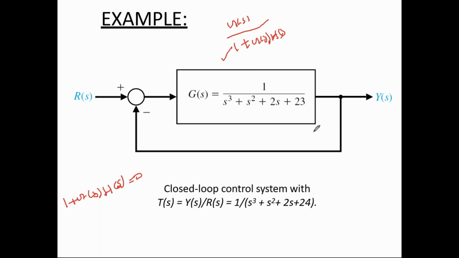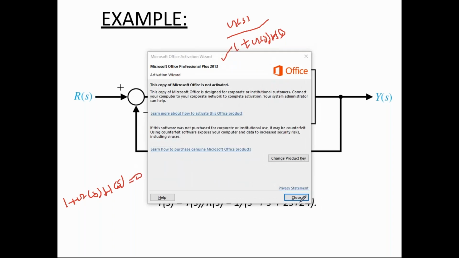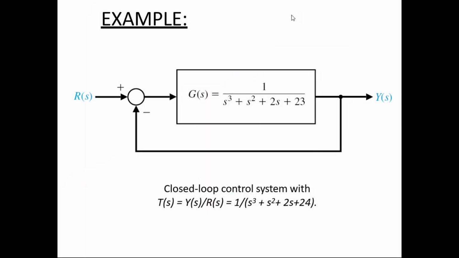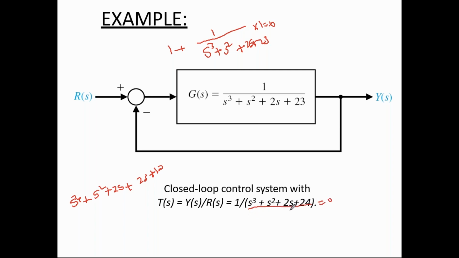So directly substitute, then you will get 1 plus 1 divided by s cubed plus s square plus 2s plus 23, into 1, is equal to 0. Now from this I can write s cubed plus s square plus 2s plus 23 plus 1 is equal to 0. So finally you get s cubed plus s square plus 2s plus 24 equal to 0. Now this is the characteristic equation.